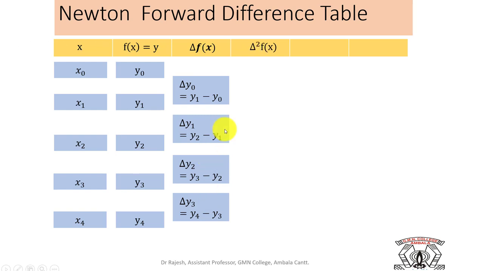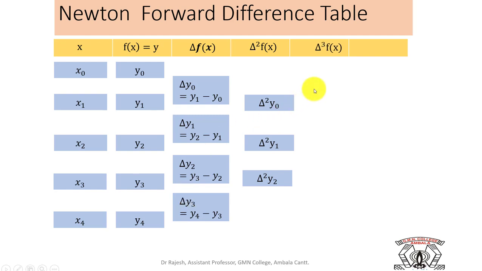So next we will form the second order forward difference operator table. So here you see this is delta square y0, delta square y1 and delta square y2. Delta square y0 is equal to delta y1 minus delta y0. Similarly delta square y1 is equal to delta y2 minus delta y1, and so on. Delta square y2 could also be written as the difference of delta y3 minus delta y2.